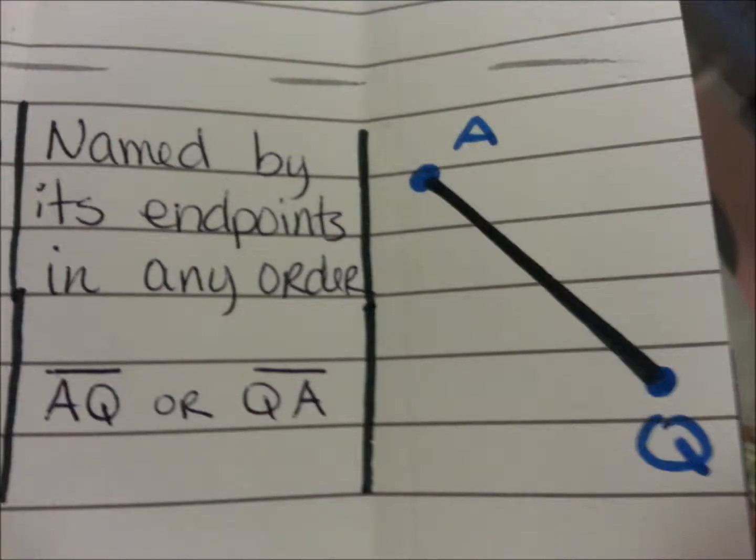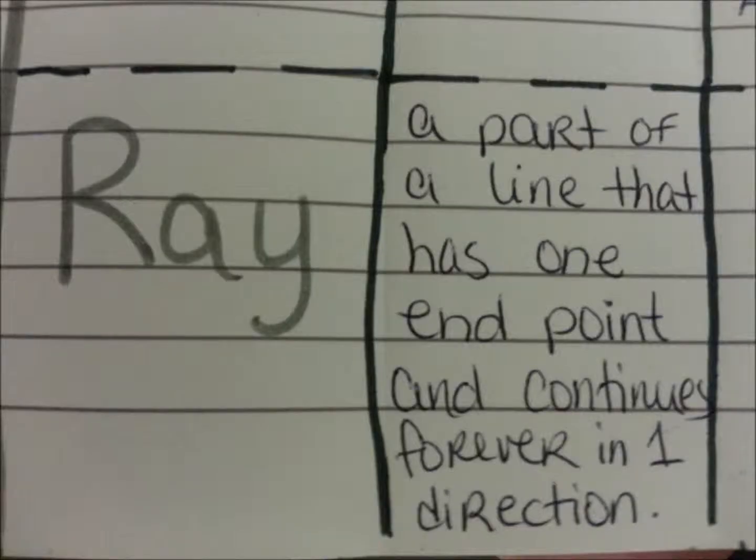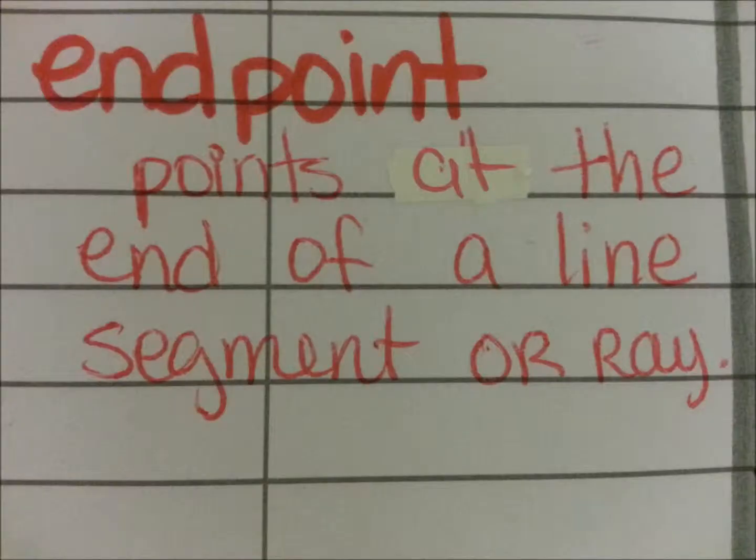Now, line segment is different from this next word, ray. A ray is also a part of a line, but it only has one endpoint, and it continues forever in the direction away from that endpoint. Let's go ahead and update my definition for endpoint real quick. Points at the end of a line segment or a ray.